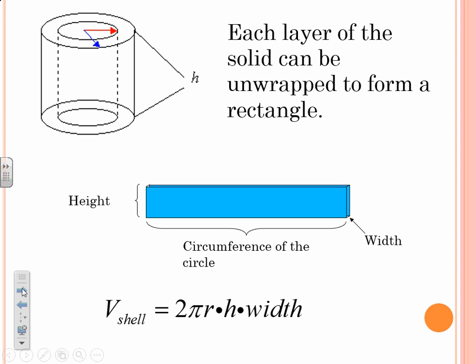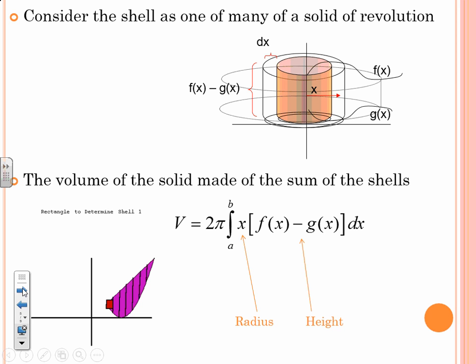So let's talk about where we get the radius of our shell, where do we get the height of our shell, and what's the thickness. Now, we can answer that first. The width is like our thickness. What is that going to be? dy or dx, depending on what we're doing. Do you agree? Okay. I'm going to come back to this picture here.